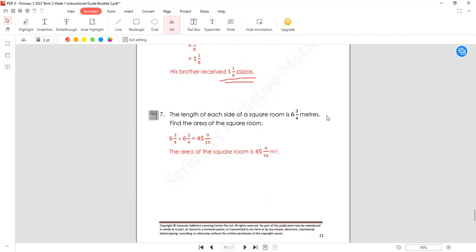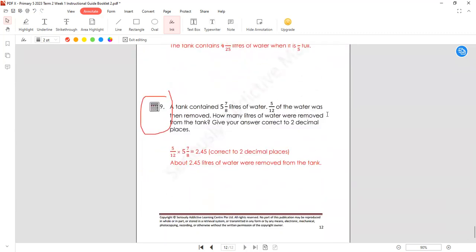Or at least write 1 whole 1 out of 8 pizzas. Another question here. 5 whole 7 out of 8 liters of water, 5 out of 12 of the water was removed. Note that many students, I noticed in the past, would just go 5 whole 7 out of 8 minus 5 out of 12. Some will get it wrong. The question is not about that actually.